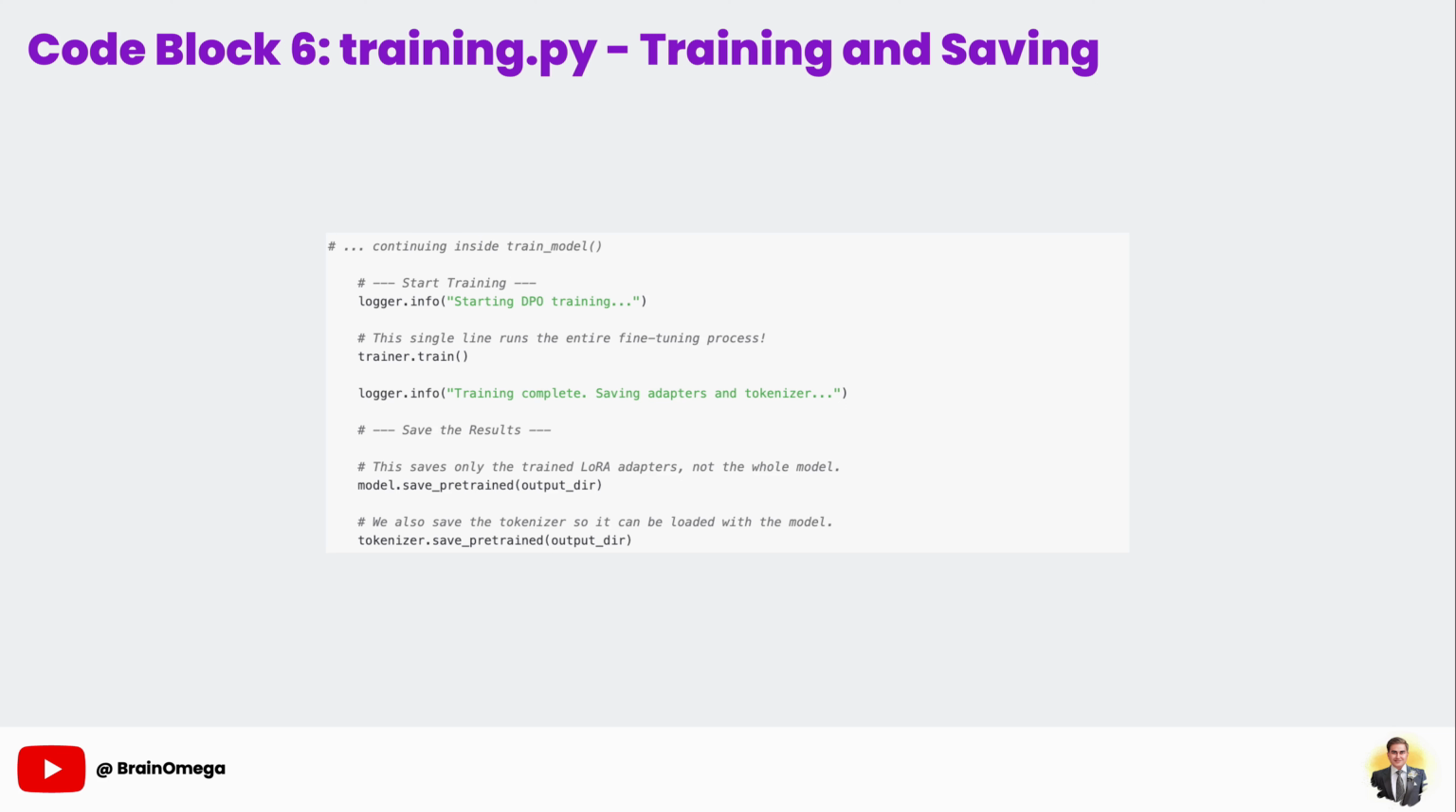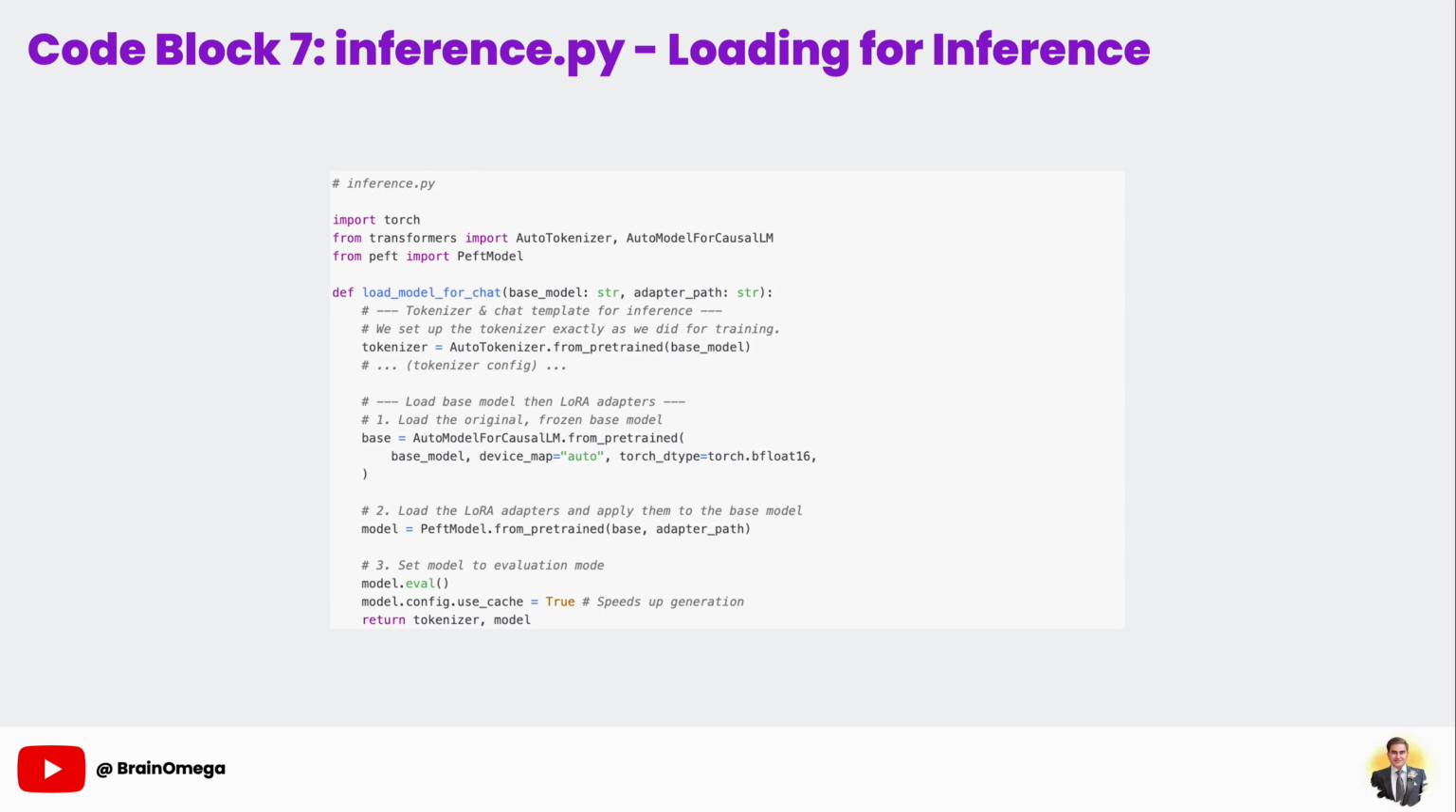We also save the tokenizer to the same directory. This is good practice as it bundles the exact tokenizer configuration with the trained adapters, making it easy to load everything together for inference later. Now that we've fine-tuned our model, let's see how to use it in inference.py.